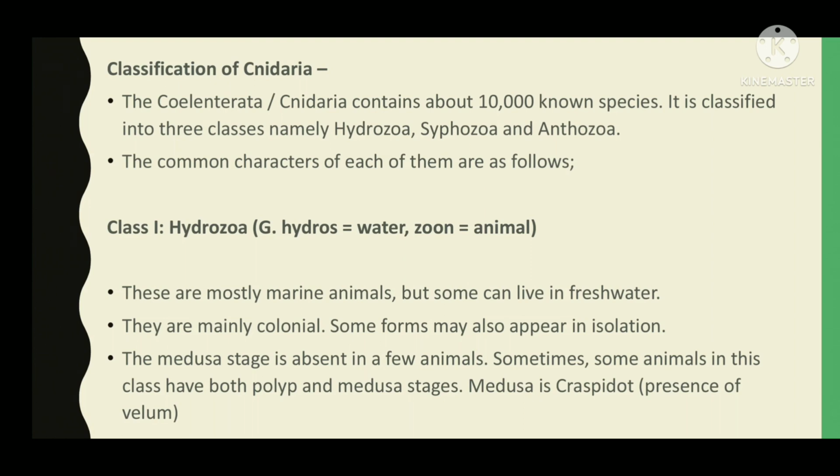Class 1, Hydrozoa. Hydro means water, zoan means animal. These are mostly marine animals but some may also live in fresh water. They are chiefly colonial. Some forms may also appear solitary. Medusa stage is absent in few animals. Sometimes both polyp and medusa stages are present in few animals of this class.